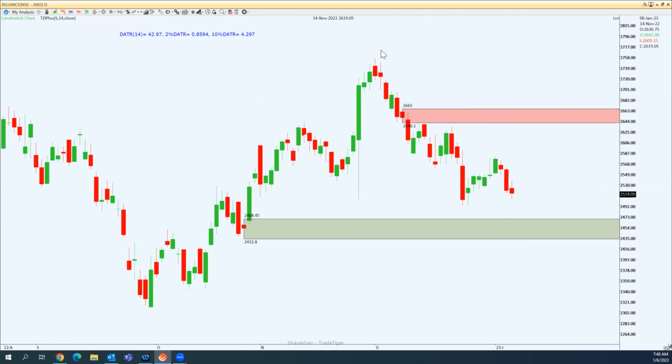Daily we'll try to post some chart levels, stock levels as well. So for today, just keep this Reliance level. I'm not sure if it give us entry today or in a couple of days, but you can rely on this level.